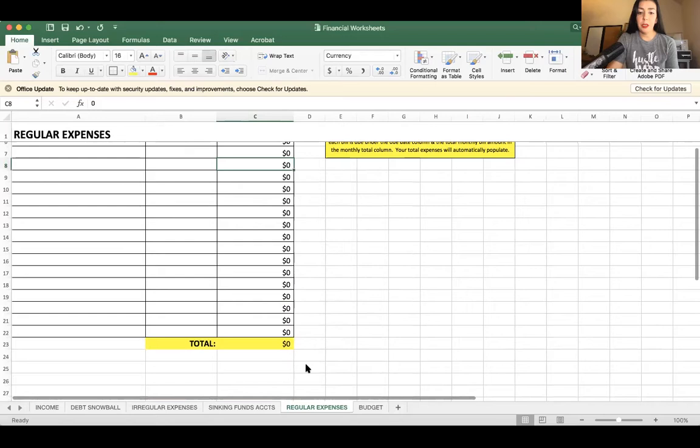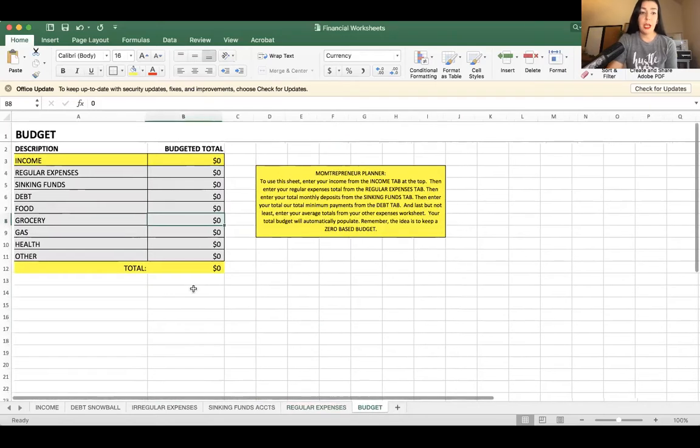A zero-based budget tells every single one of our dollars where to go, right? If we're not telling it where to go, it's going to go wherever it wants to go. So a zero-based budget tells every single one of our dollars where to go. And we're going to do this using all of the numbers that we've come up with so far, our starting point, right? So let's start on that next tab, the budget tab. So let me switch over to my Excel spreadsheet here. And our last thing was on the regular expenses. So now we're going to switch over to that budget tab, right?